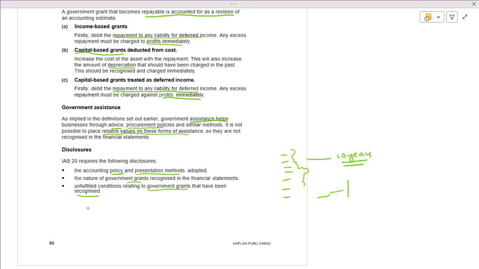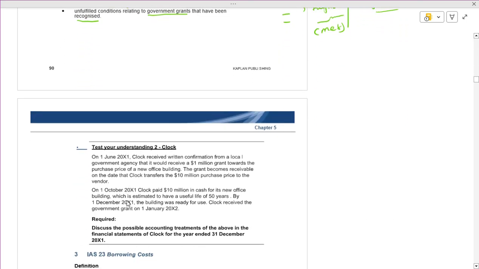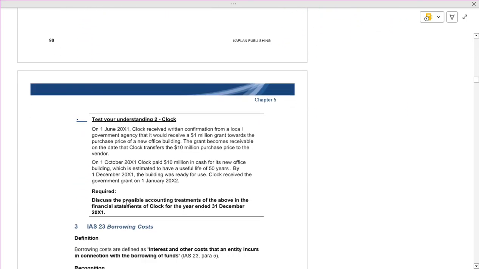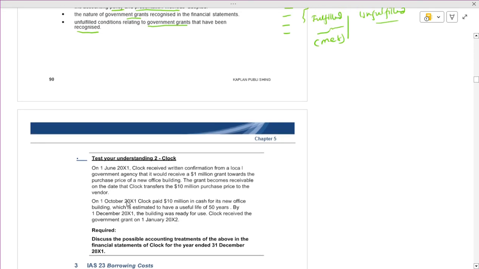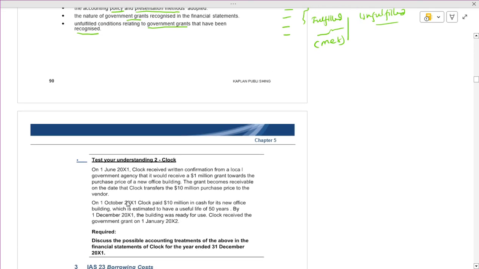Which conditions have been fulfilled, or which conditions have been met, and which conditions have been unfulfilled? Be very transparent in terms of the government grants as such. Okay, we'll cover this and we'll stop. We'll take this and make it a point.